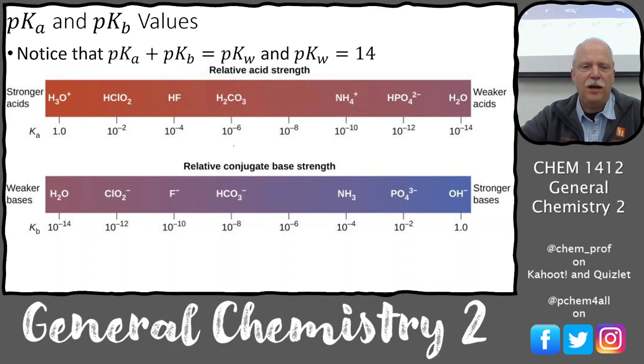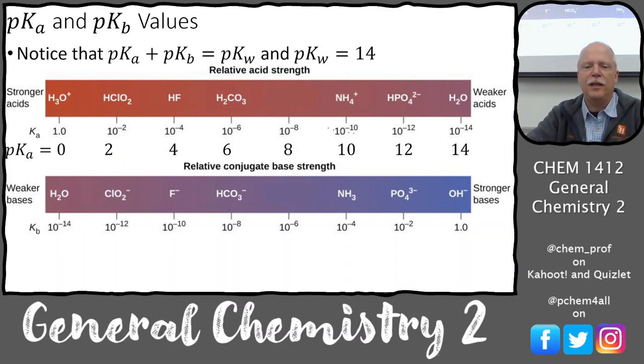So here's a comparison of the acids and their conjugate bases, and the Ka values, sort of just the powers of 10 of those Ka values. And you can see if you take the pKa of 10 to the 0, the pKa is 0. For 10 to the minus 2, that pKa is going to be 2. For 10 to the minus 4, that pKa is 4, 6, 8, etc. So you should be able to look at these and figure out, okay, I'm just bringing that exponent down when I take the P of that.